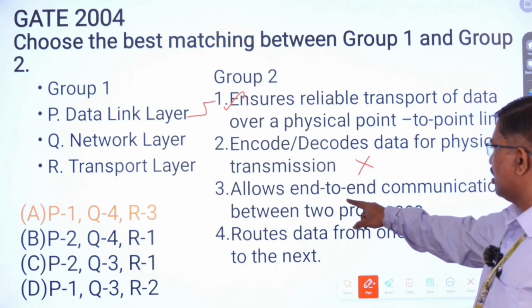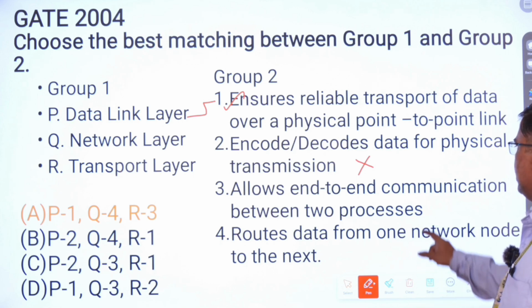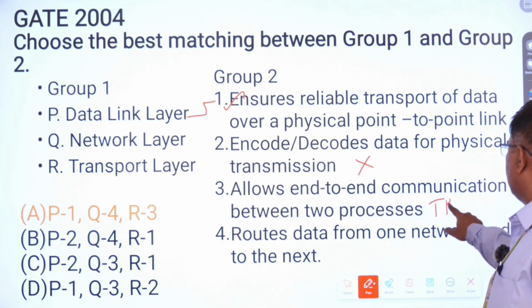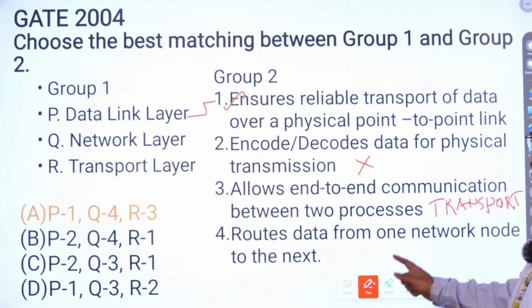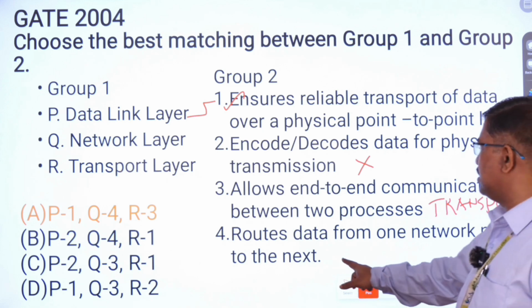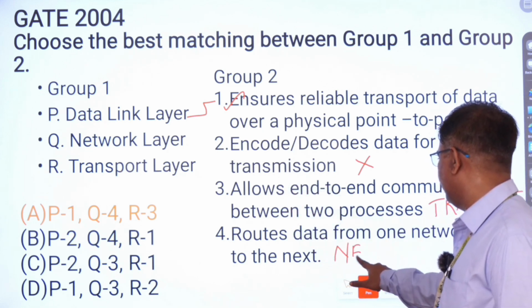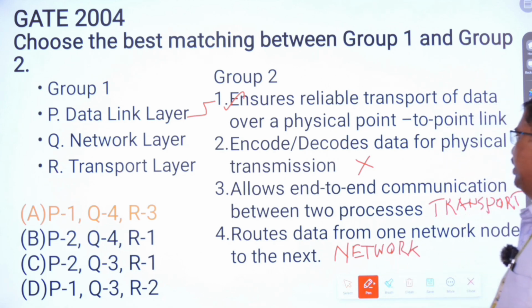Next, allows end-to-end communication between the 2 processes. The third statement is matched with the transport layer. Next, routes the data from one network node to the next network. So this is matched with the network layer.